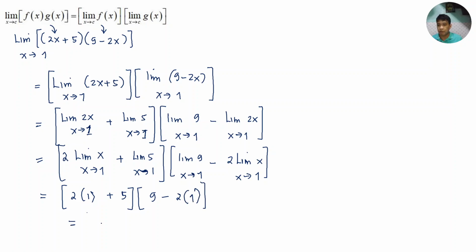So if we simplify this, that gives us 2 plus 5 is 7. 9 minus 2 is 7. So the answer there is 49. So all you need to do is to follow yung theorem natin and then simplify algebraically.